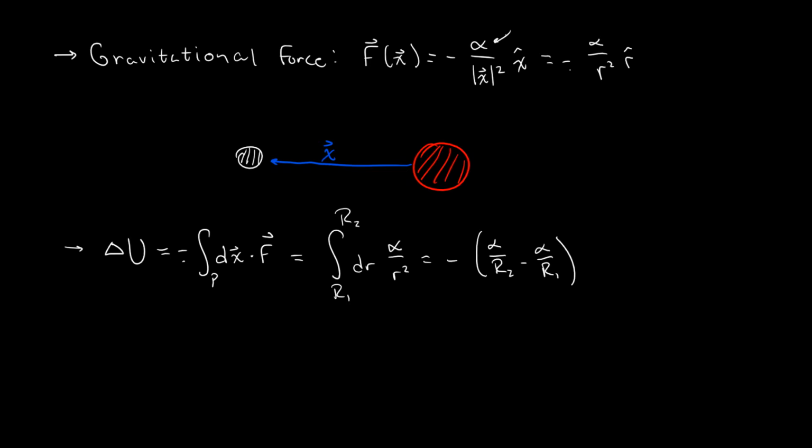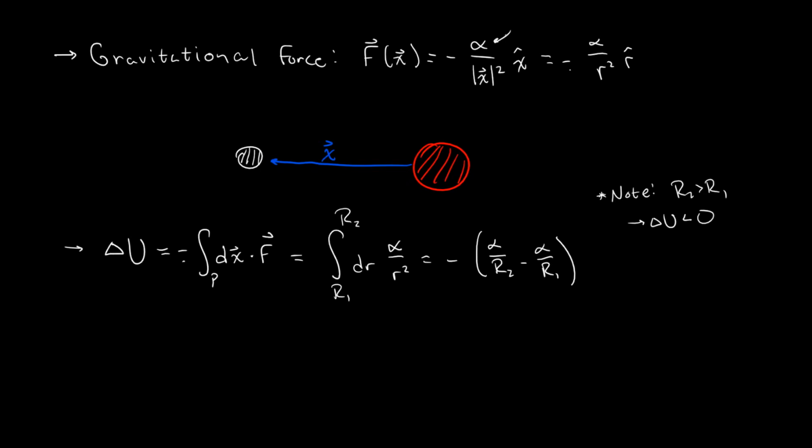Okay, now looking at this, we notice, just to make sure that our ideas are all consistent, I'll write this as a note, that if r2 is greater than r1, then our change in potential energy is negative. This is less than zero.